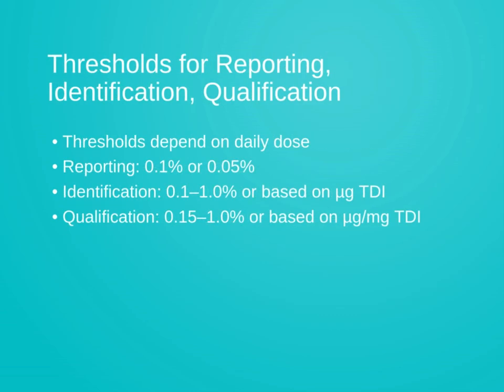This slide summarizes the key thresholds. For example, if the daily dose of the drug is less than or equal to 1 gram, the reporting threshold is 0.1%. For larger doses, the threshold drops to 0.05%. Identification and qualification thresholds are further tiered based on daily intake and must follow either a percentage or absolute microgram/milligram value, whichever is lower. These thresholds are the heart of impurity evaluation and must be strictly followed.